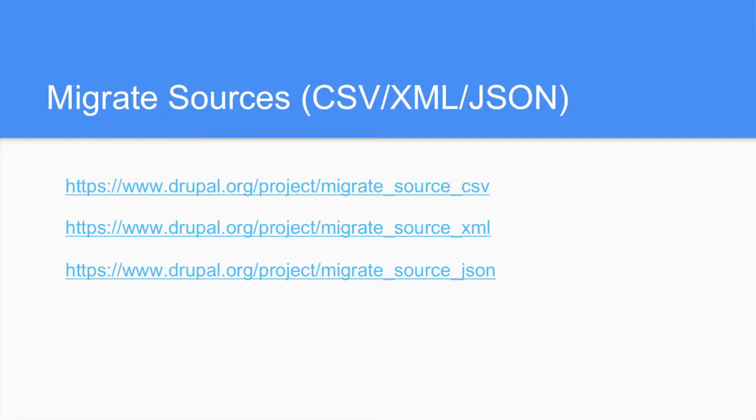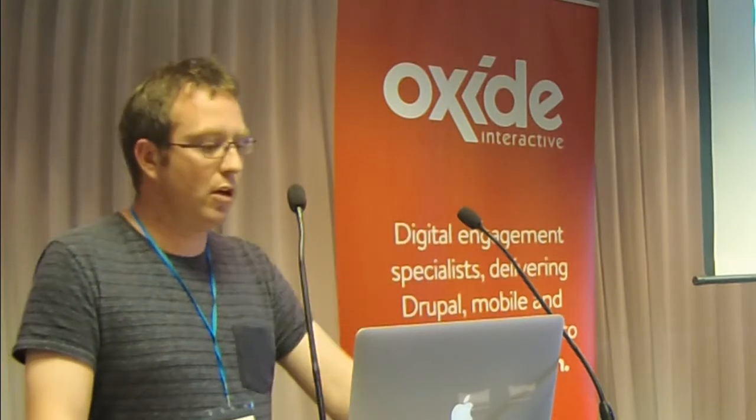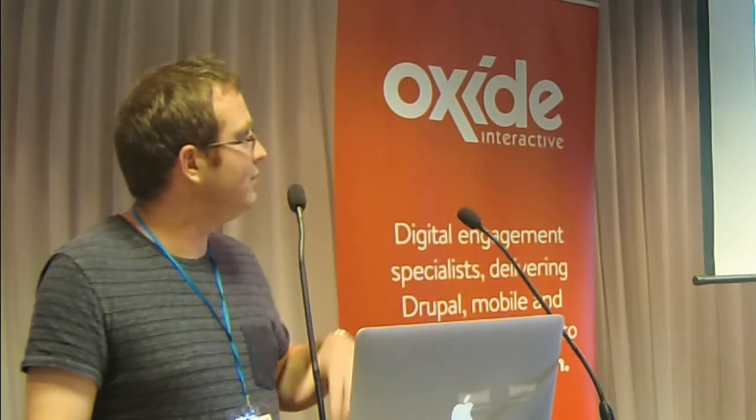Bit hard to see there. But Migrate sources, again, like I said, they've been split out into individual projects. That should probably be straightforward to you. CSV is like an Excel file if you're migrating from that. XML, JSON, they're just other data formats. So these are generic sources that you can use with any data that's in one of those formats.